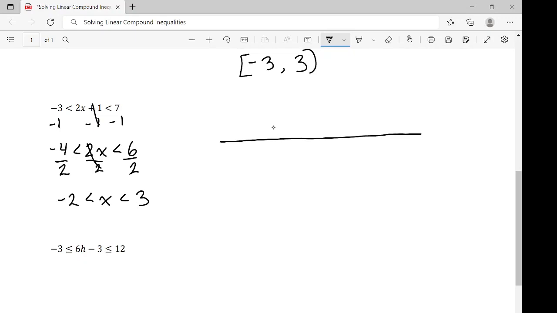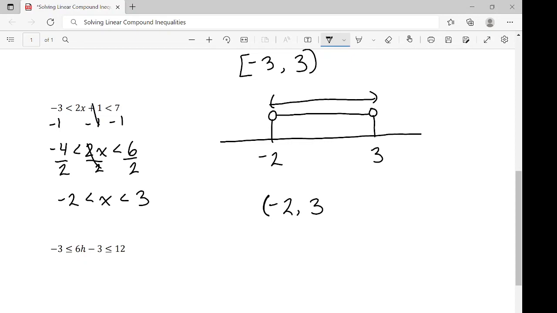So graphing it like so, -2, +3. And since none of them have equal to signs here, it's going to be two open circles for both of them, or two parentheses for both of them. In interval notation, again, smallest to largest, -2 to 3. And since everything has parentheses, both of these get parentheses as well.